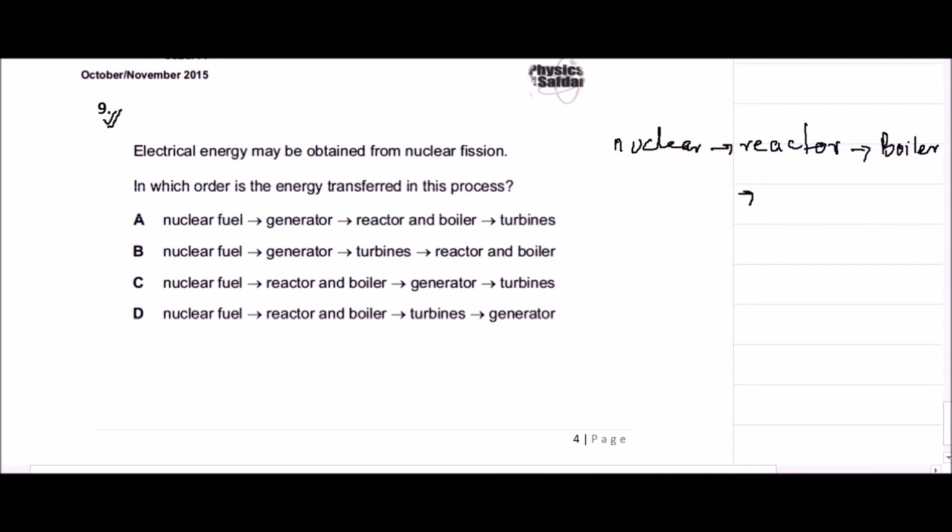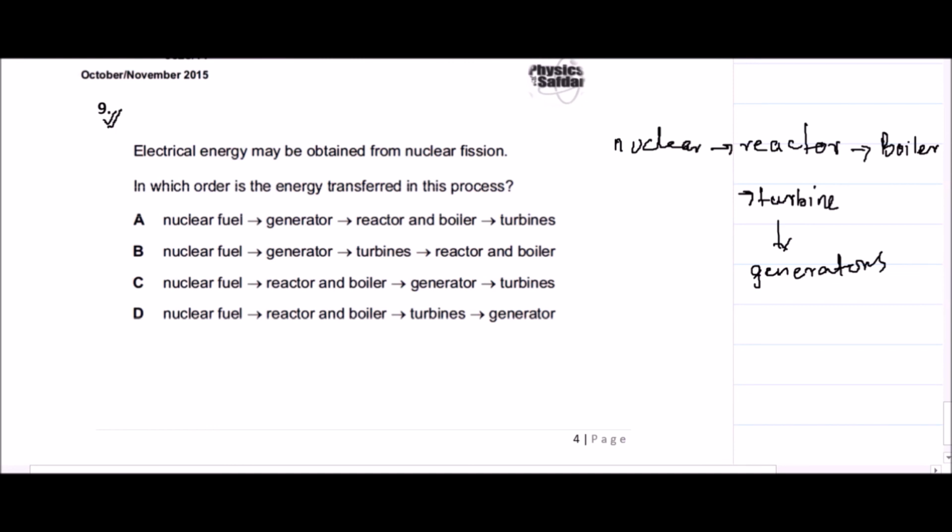Then the boiler produces steam, and steam is used to turn the turbines. And finally, the turbine rotates the generator, and we get electricity. So look at the options.